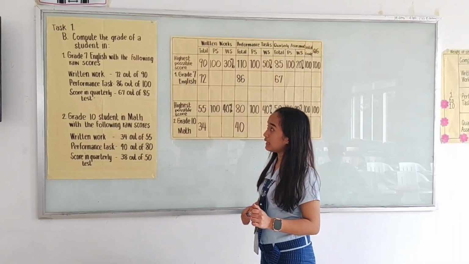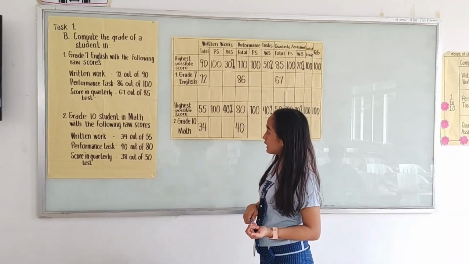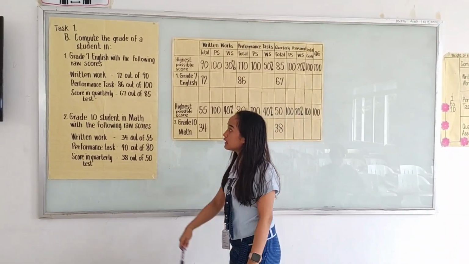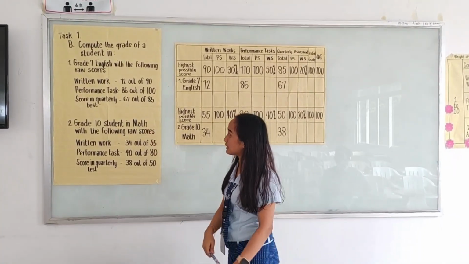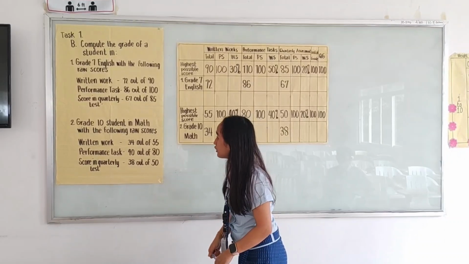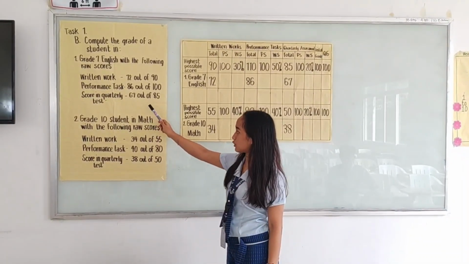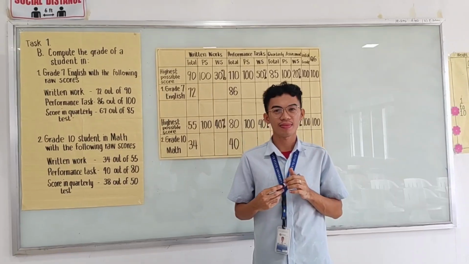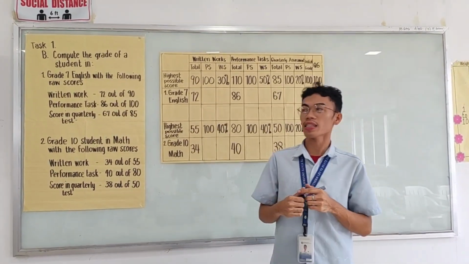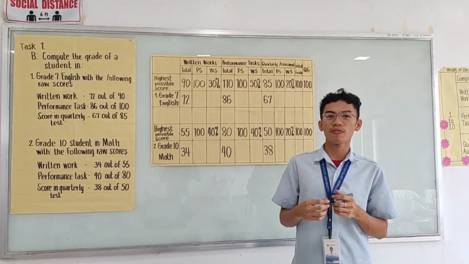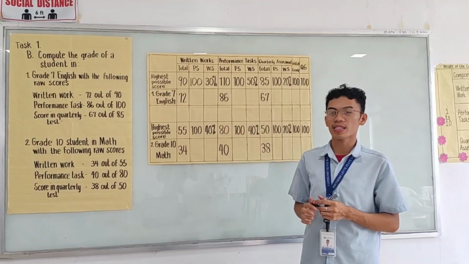So in task 1B, compute the grade of a student in number 1, grade 7 English, with the following raw scores. Written work 72 out of 90 and performance task 86 out of 100. Score in quarterly test 67 out of 85. Okay, now let's compute the grade of the student in grade 7 English with the following raw scores. So we're going to put it in a table to make it more understandable.